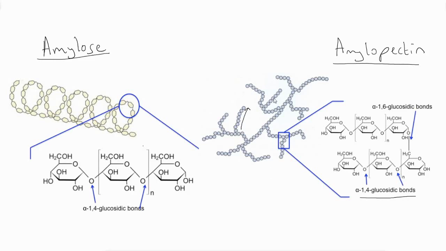In plants, amylopectin starch and amylose are hydrolyzed by 3 enzymes. These are 3 types of amylase. The first amylase I want to talk about is beta-amylase. Beta-amylase can hydrolyze alpha-1,4 glycosidic bonds, and it works from the end of the molecule.